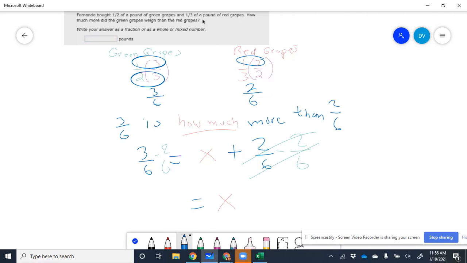So the question here is, what's 3/6 minus 2/6? Our denominator will be 6, but what's 3 minus 2? Yes, 1/6 is our answer. And remember, x represents how much more. All right, so you're going to put 1/6 for your answer. That makes sense, you think? Okay, good. All right. Turn this off.